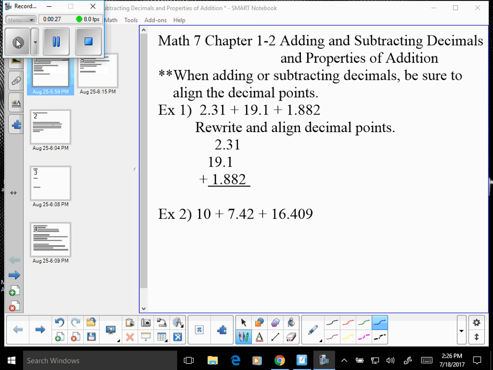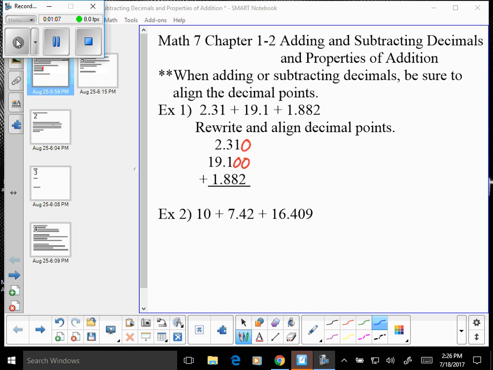Now if you'll notice in example 1, they have given us the problem horizontally. A lot of us really don't care to work horizontally, so my recommendation is rewrite it and then line up your decimal points, remember, when you rewrite. Now you'll notice that your bottom addend is 1.882. That's 3 place values. So what I find helpful is to add a couple of zeros behind the 19.1, and I need to add 1 zero behind the 2.310. Now I know it's a little easier for me to follow and line up what I'm supposed to add.